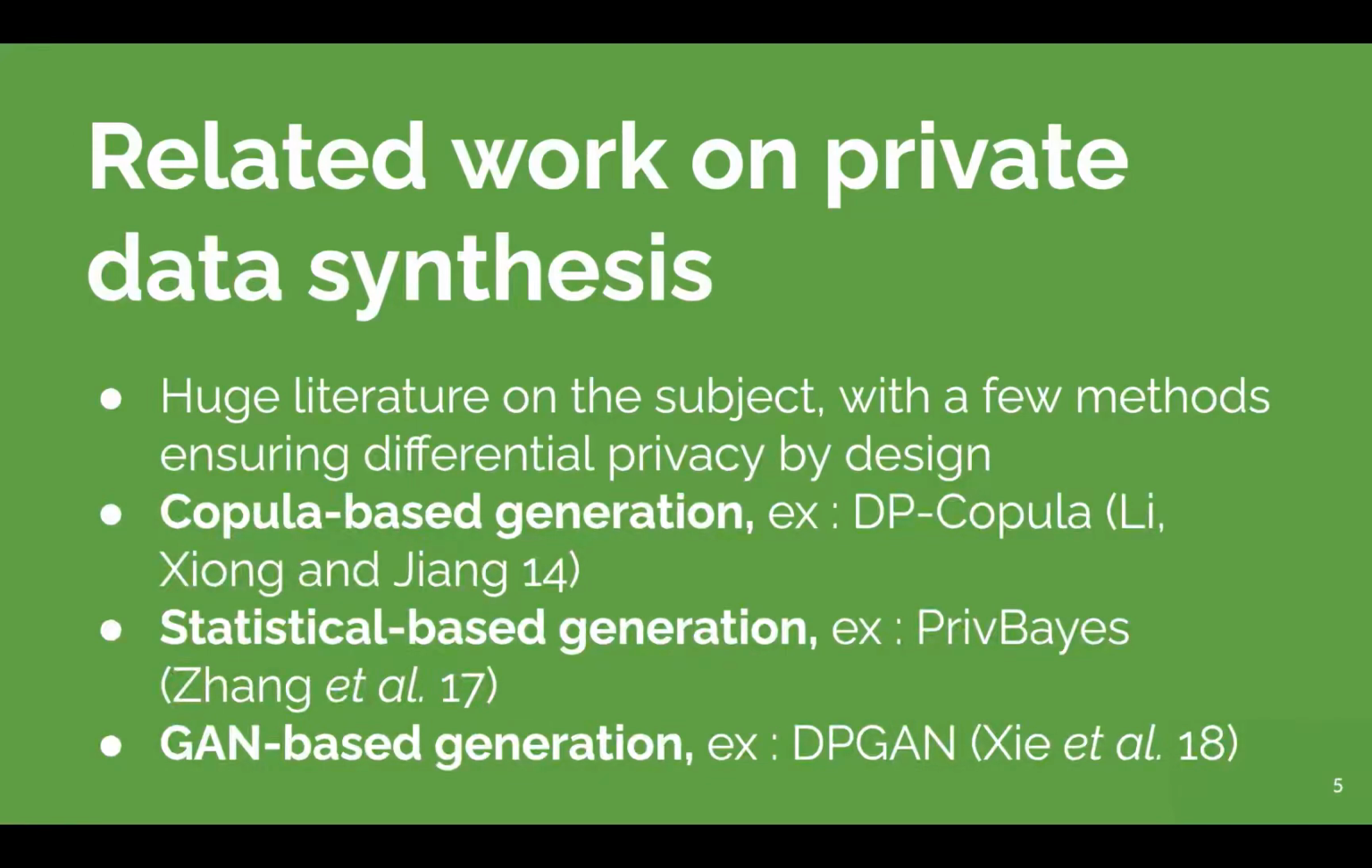PrivBayes is a statistical-based model, well, more precisely a Bayesian network-based method. The major drawback from this one is that the greedy construction of the Bayesian network is time-consuming, which makes it impractical for high-dimensional data. There's also DPGAN, which is for generating synthetic data with differentially private GAN frameworks, but GANs can be tricky to play with.